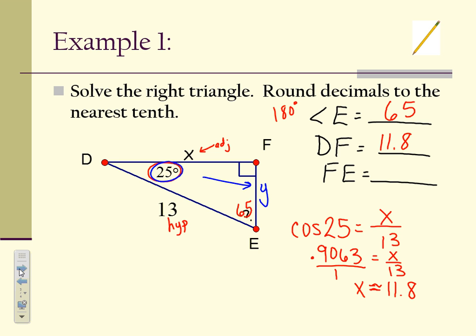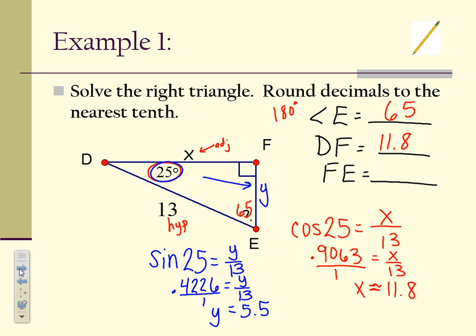We're going to go ahead and set up sine 25 equals opposite over hypotenuse. And we'll use our calculator. Sine of 25 is 0.4226 equals y over 13. Place him over 1, cross multiply, and we end up with y is about 5.5.